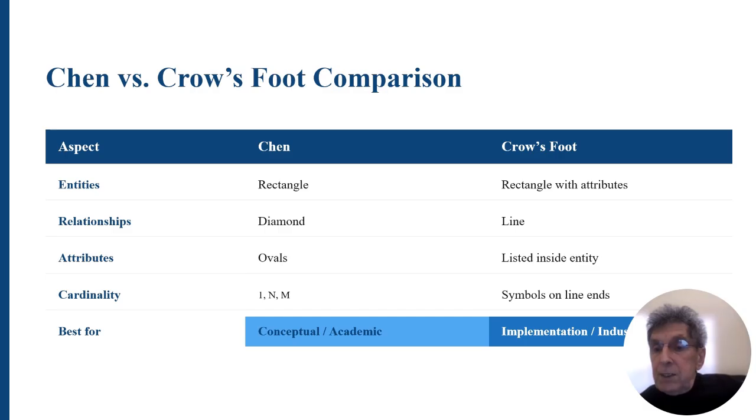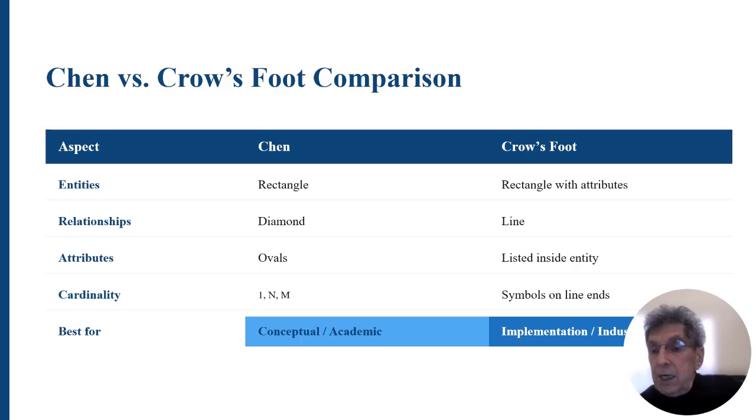There's a 1 near the patient and an N near the visit. Patient attributes, such as the patient ID, the patient's name, and date of birth, are shown as ovals. The visit attributes are also ovals. In the crow's foot notation, the patient is a rectangle with attributes listed inside. The visit is a rectangle with attributes listed inside.